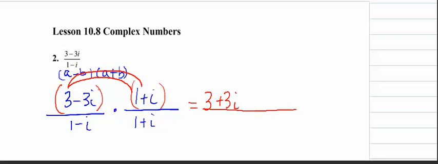Now let's distribute the negative 3i. Negative 3i times 1 is negative 3i. And negative 3i times i is negative 3i squared. Don't forget to square the i's at the end.